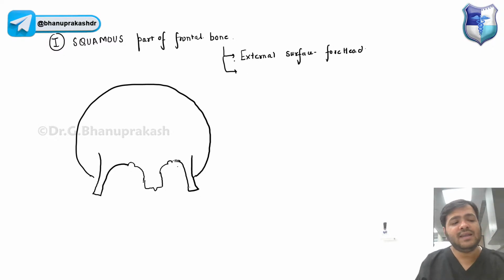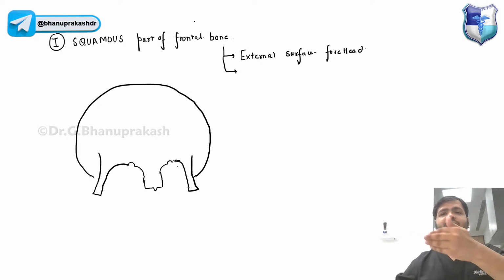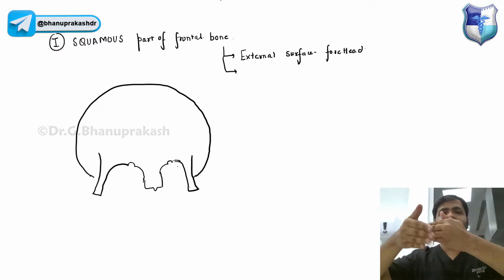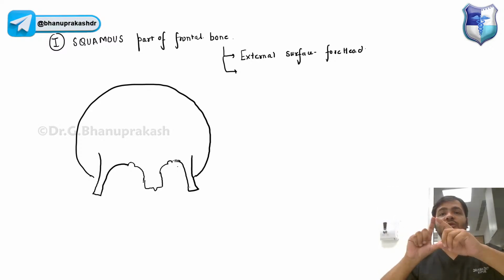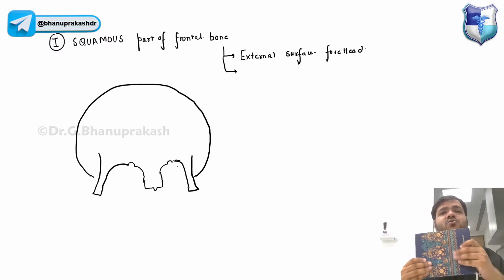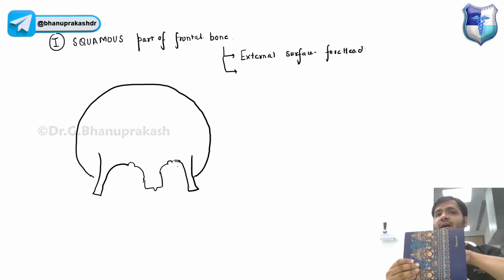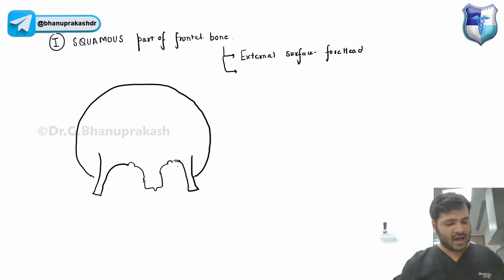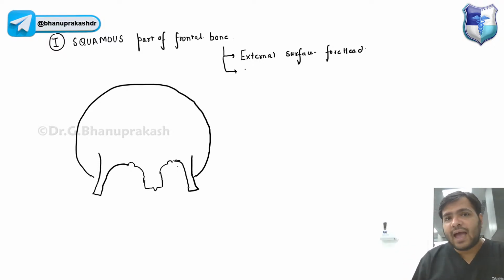Now, if this is a flat bone, and we have an external surface, for example let us assume this is the external surface, then there will also be an internal surface, because it is a flat bone. If anything is flat, it will have two surfaces, one outside and one inside. So the one which you can see outside is the external surface, and we will also have the internal surface.